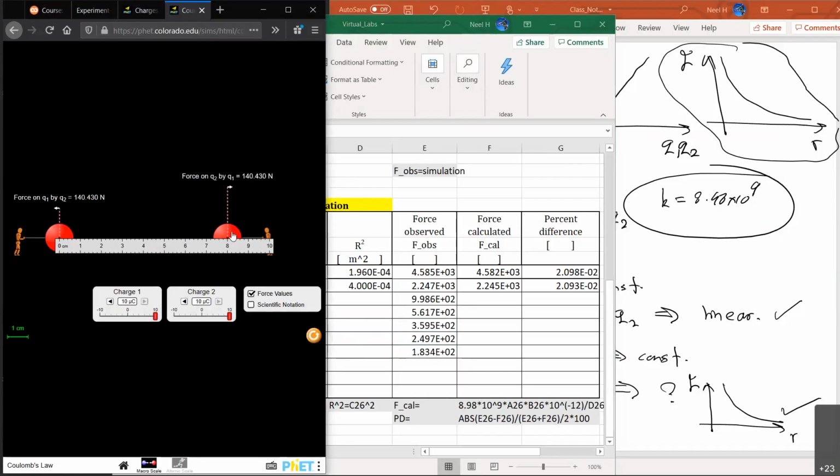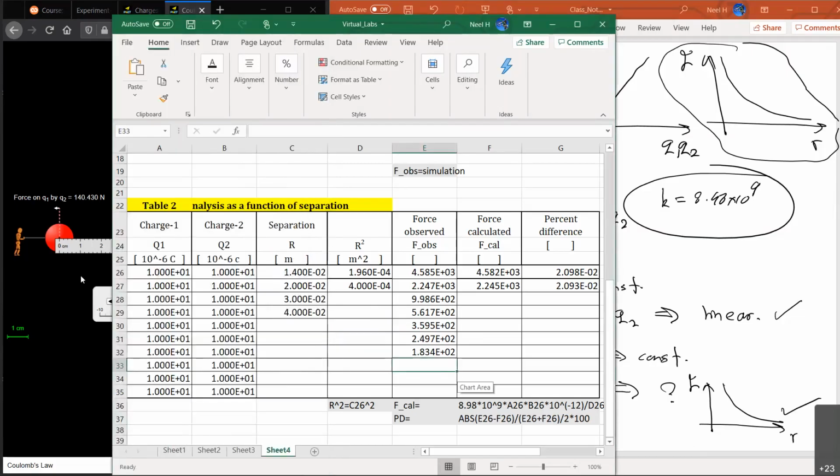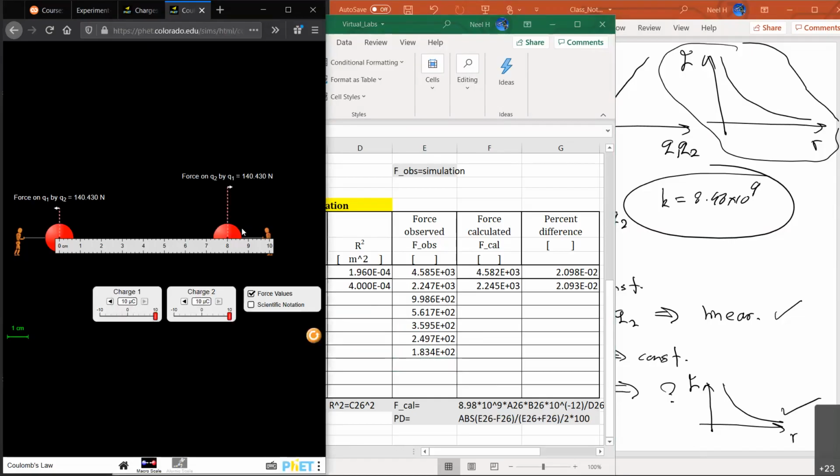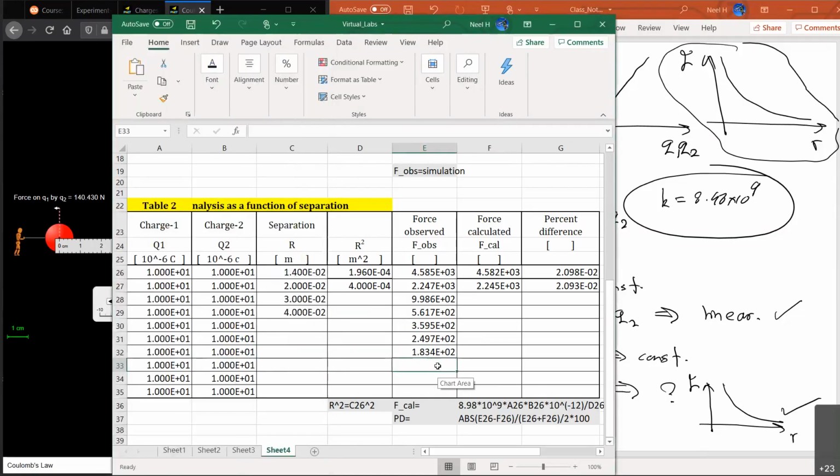8 centimeters. If you're not getting the same values, it means your charges might be different, and you have to check that. Charge number 1 should be 10 micro, charge number 2 should be 10 micro. Otherwise, you should get exactly the same numbers. There's no reason to be different. 8 centimeters, 140.43. Check that again, Anthony.